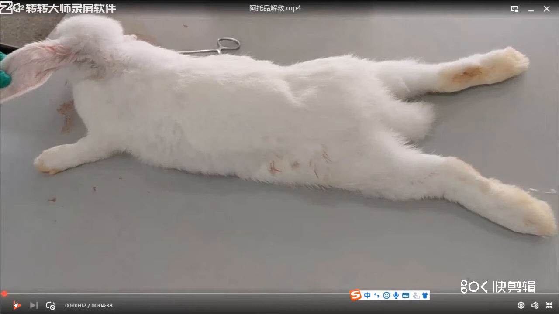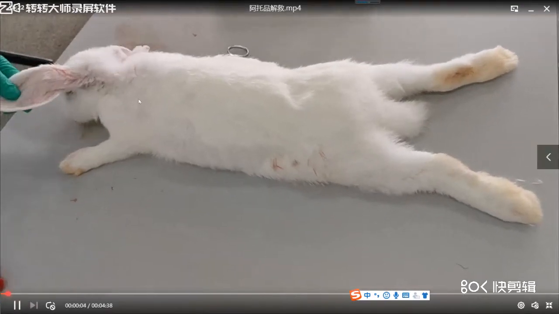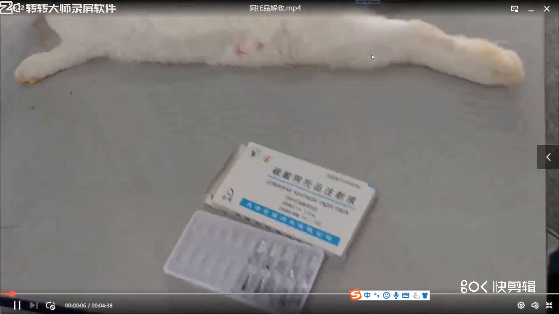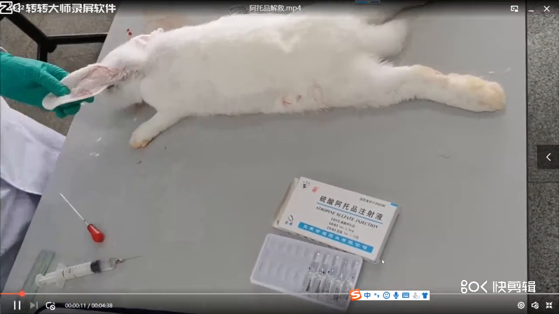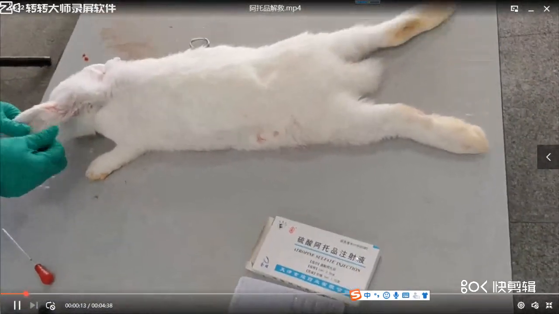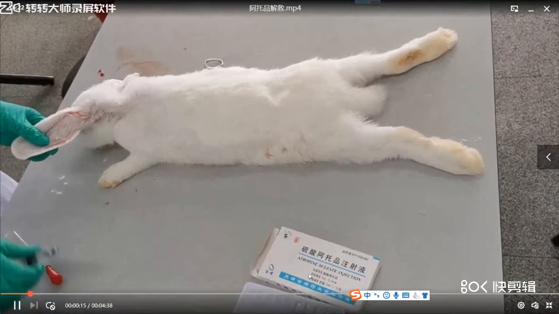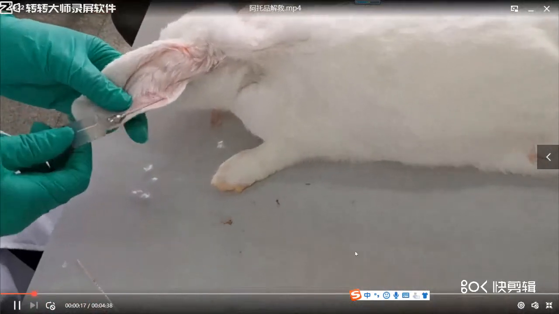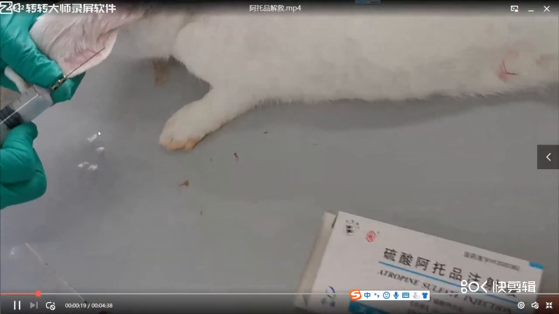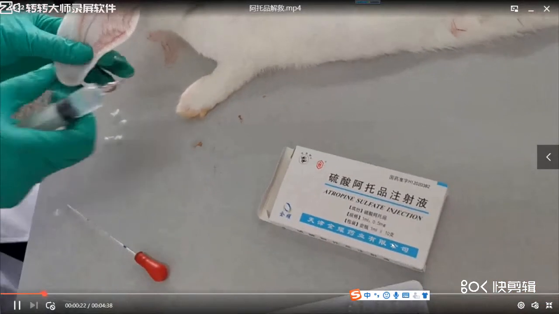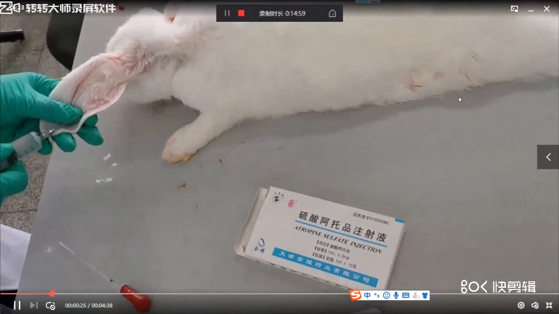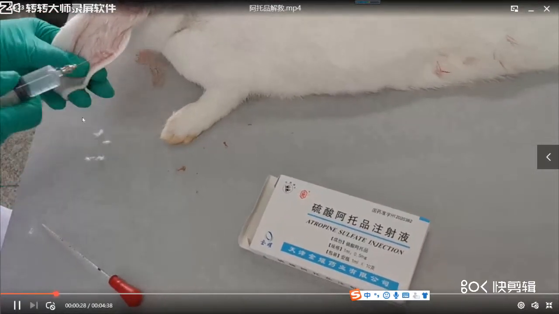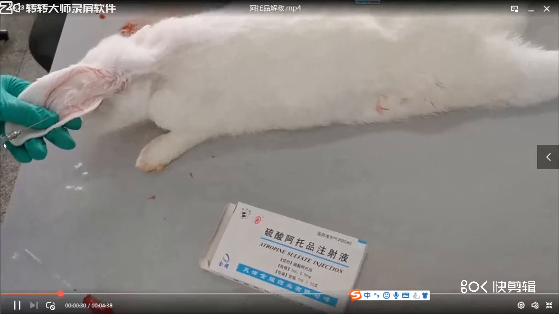Okay, let's do the lab. The rabbit has an organophosphate overdose. So let's give the drugs. The first drug, the first choice agent, is atropine. Here is the atropine. So intravenously inject atropine. Each kilogram we give 2 milliliters. So for the 2 kilogram rabbit we give 4 milliliters of atropine.